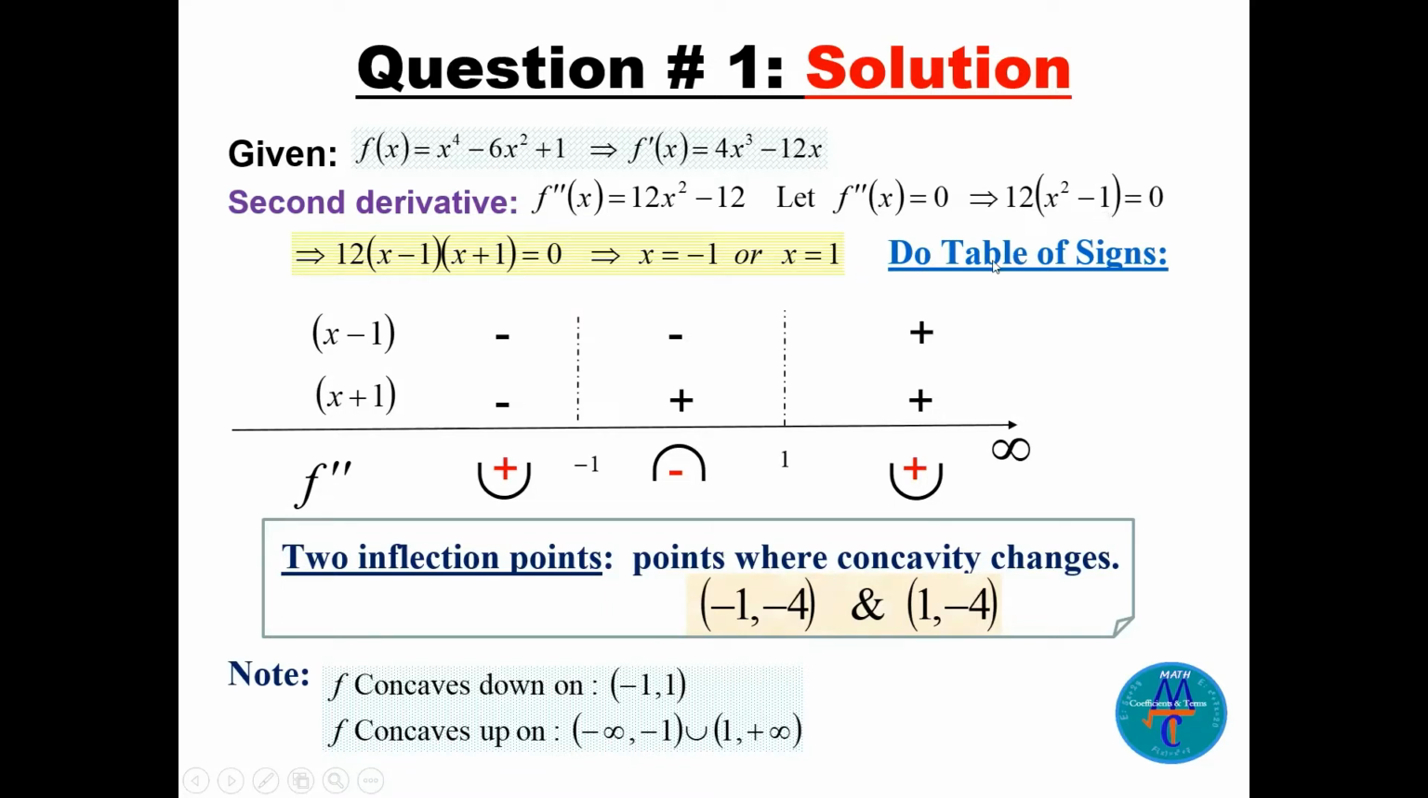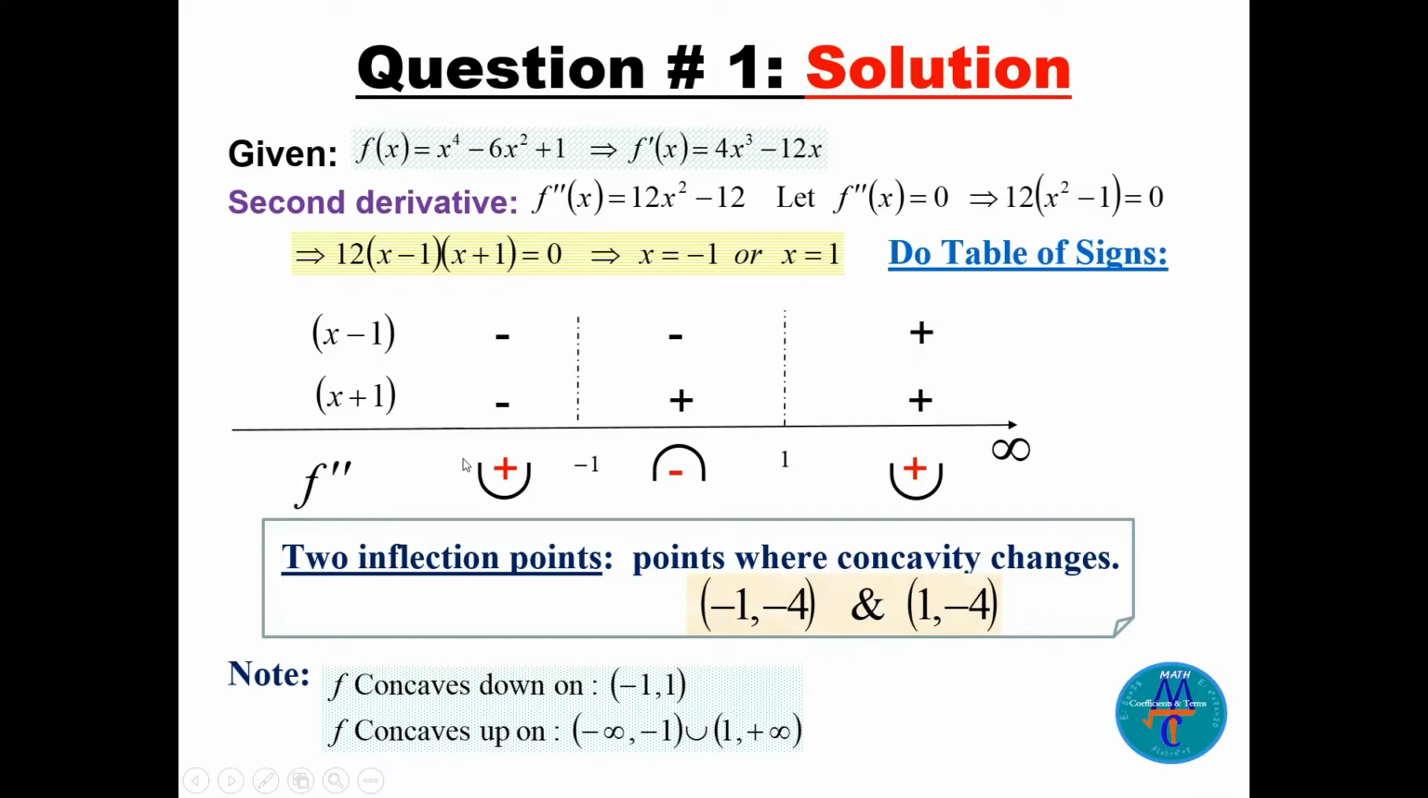Then we have to do a table of signs to study f double prime. So here we have x minus 1, x plus 1. We take a number between minus infinity and minus 1. So these become negative, and when you multiply them, you get positive. Here we get negative for any number between minus 1 and 1, and when you multiply, you get negative. And here you get positive.